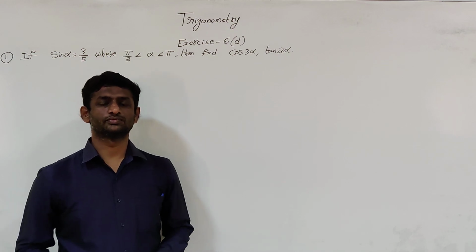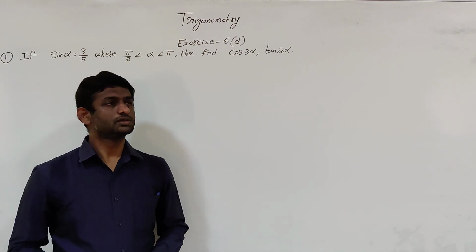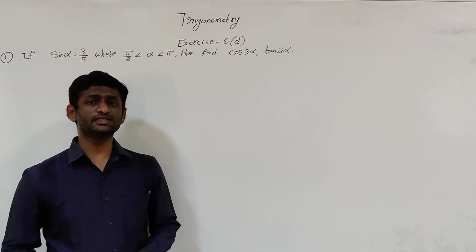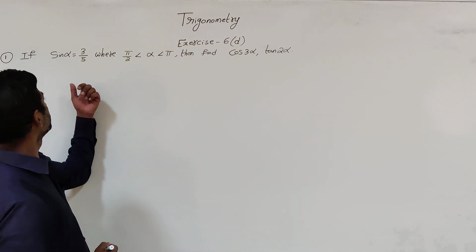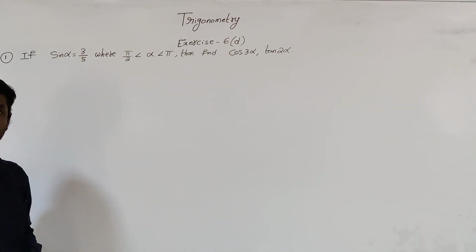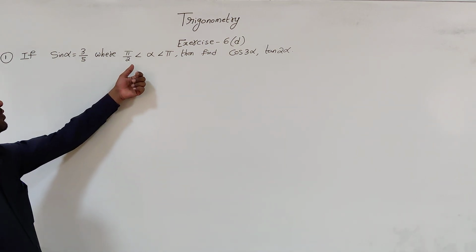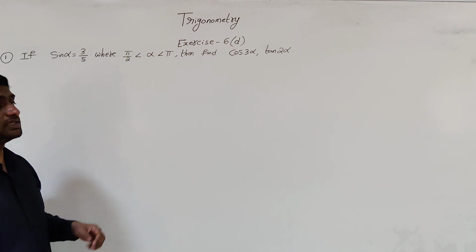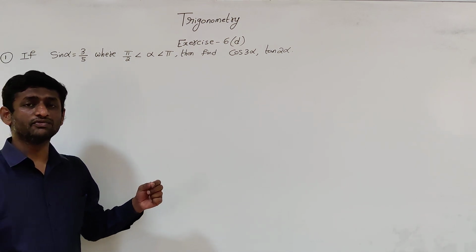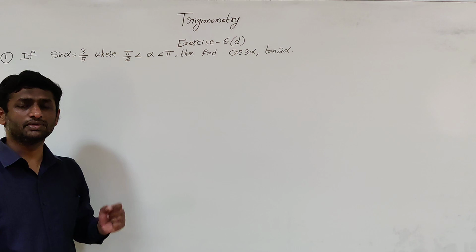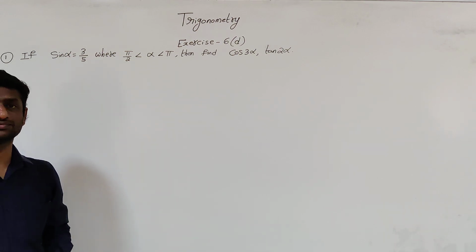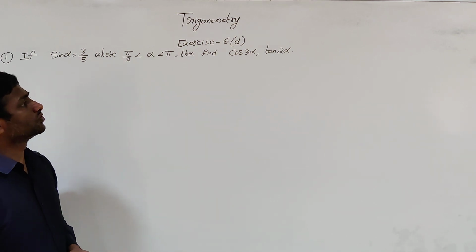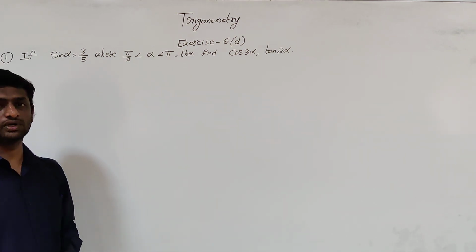Hello students, we will continue with the exercise D problems of Telugu Academy. First problem is, if sin alpha is 3 by 5, where pi by 2 less than alpha less than pi, means alpha is an angle which lies between 90 to 180, means it lies in the second quadrant. That's why sin alpha is positive. And it is asking to find what is cos 3 alpha and tan 2 alpha.